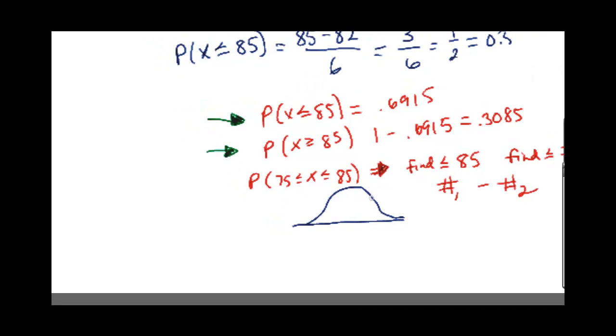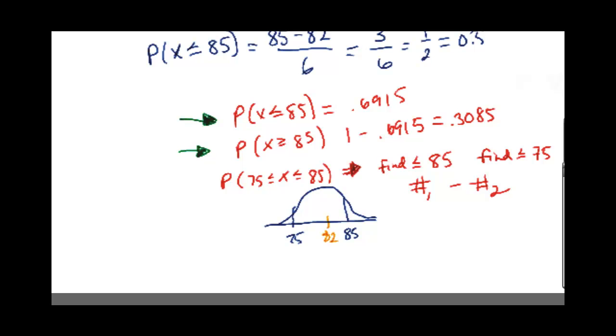So 85 would be here, 75 would be there, and the mean is a little bit closer here to 85. Alright? So what we're going to do is try to find the area in between those two lines, and highlight that for you.